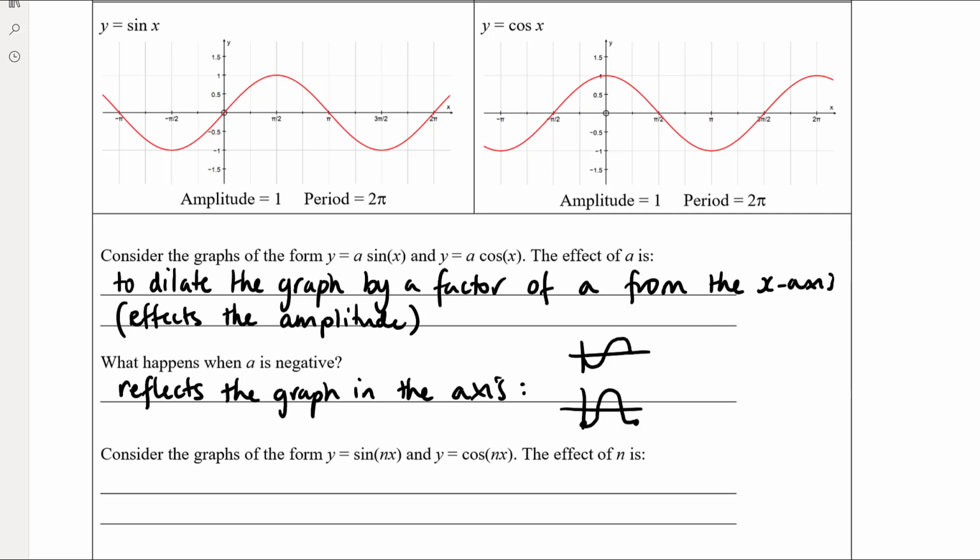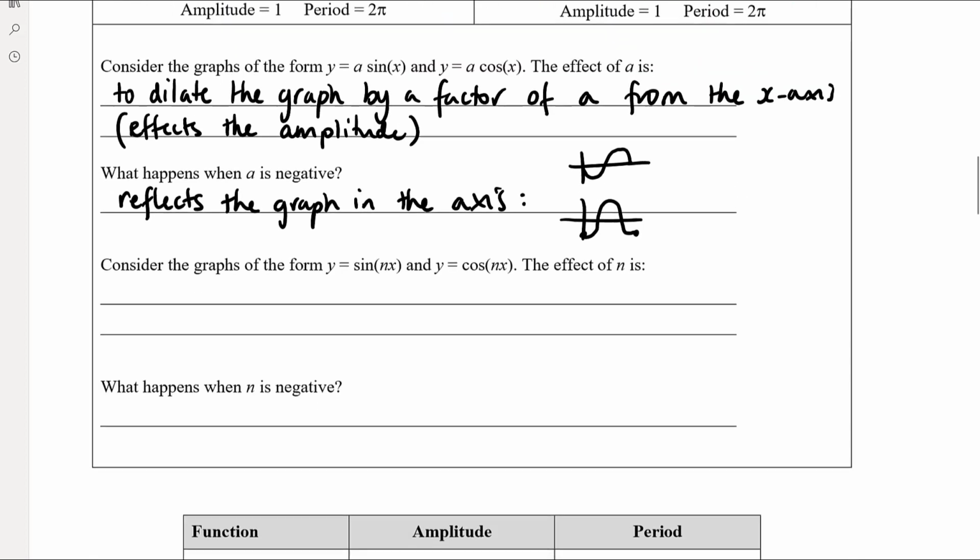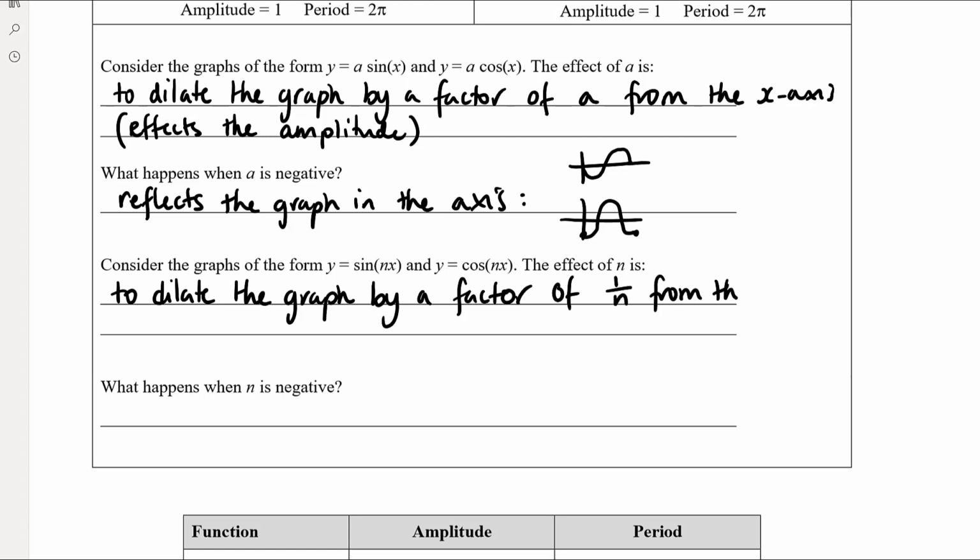Okay. If we have graphs of the form y equals sine of nx and y equals cos of nx, the effect of n is to dilate the graph by a factor of 1 over n from the y-axis, and this will affect the period. If n is negative, it reflects the graph in the y-axis.